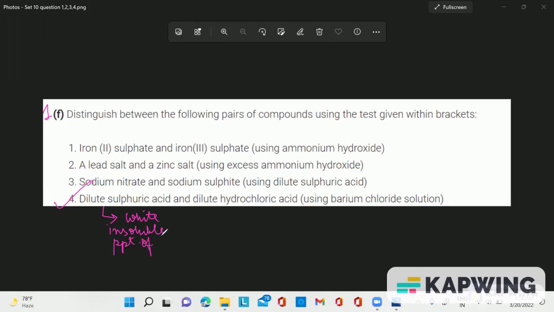precipitate of barium sulfate. And when we use dilute HCl and barium chloride, then we will find there is no precipitate that has formed.